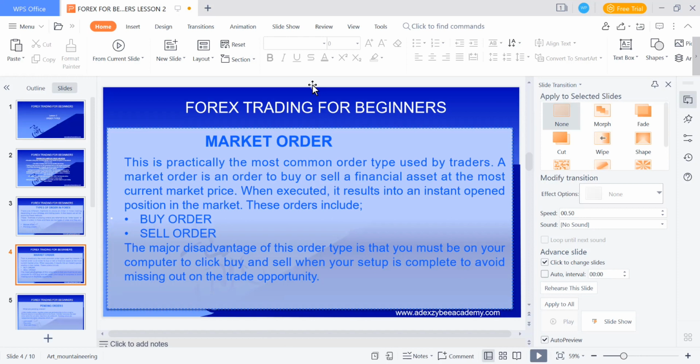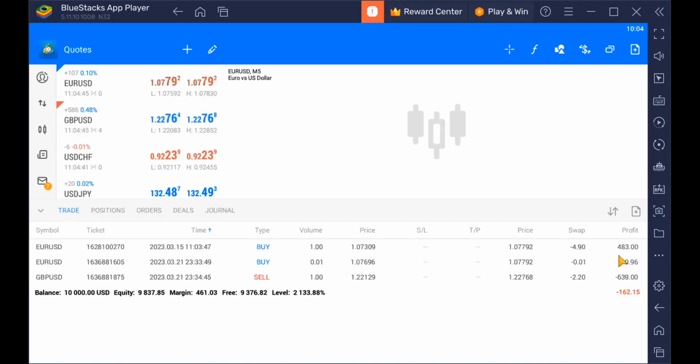Let's try that out now using the demo account we created yesterday for Android. These are the trades we had running yesterday. These are opened positions, positions that we have running. On Euro USD, we have a buy position running, and another Euro USD.